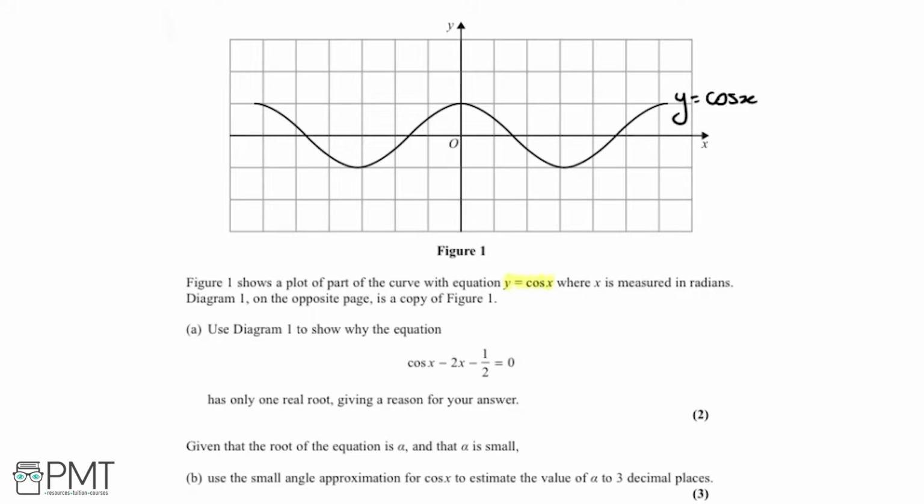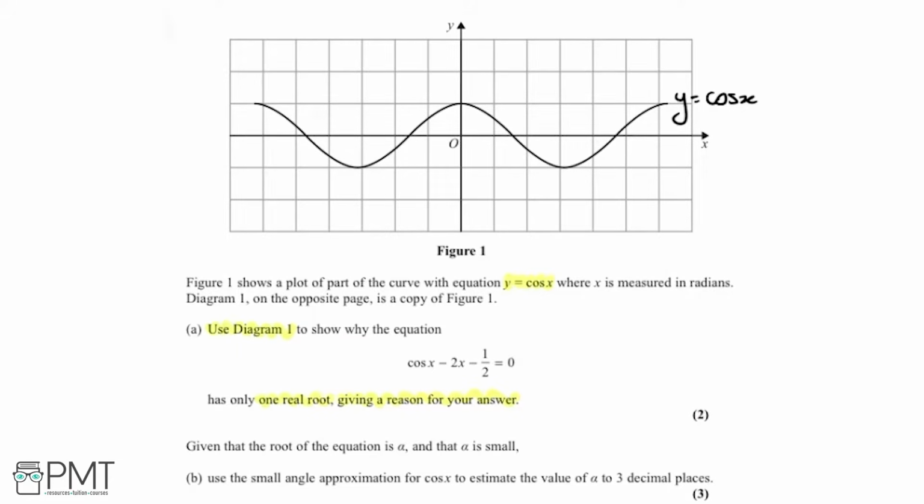before I forget. So look at part A, it says use diagram 1 to show why the equation cos x minus 2x minus half equals 0 has only one real root, giving a reason for your answer. So you can see it says to use diagram 1, so we're going to have to graphically show this using diagram 1 somehow. But we also need to give a reason for our answer, so we're going to need to use some words to explain it as well, in order to get the 2 marks for the question.